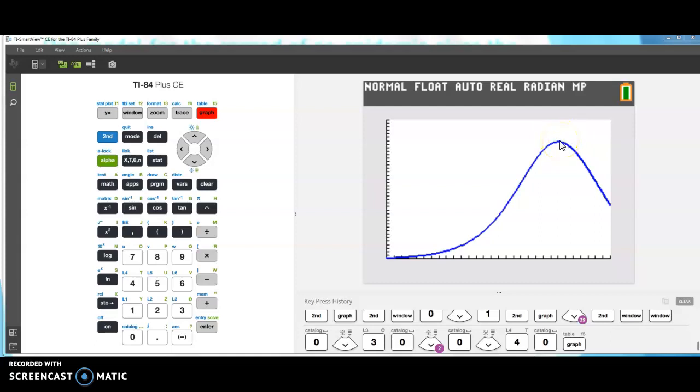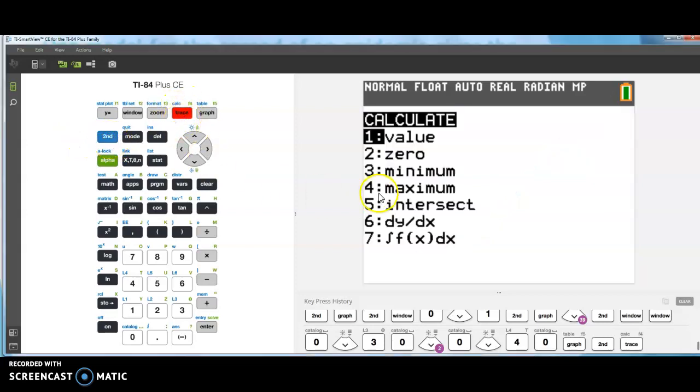And my calculator has a feature to calculate that for me. So I'm going to go second and the trace button to get to my calculate menu. I want the greatest, so I want the maximum. So option number 4.